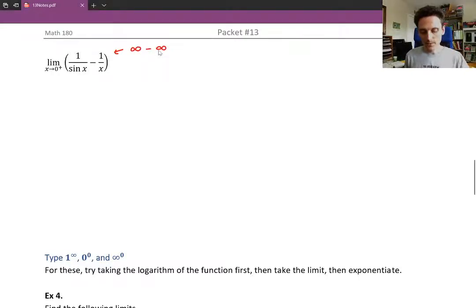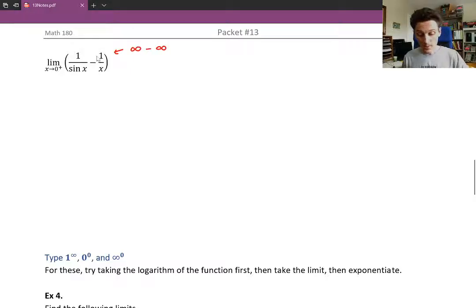The difference of these numbers could be 10. Like maybe the numbers from the first term are always 10 bigger than the numbers from the second term, in which case the difference is always going to be 10. Or maybe the numbers that are going to infinity from the first term are always 3 less than the numbers that are going to infinity in the second term, in which case you would get -3 for your result. There's a race between these two infinities, and we just don't know which one is going to win. So therefore, this is an indeterminate form.